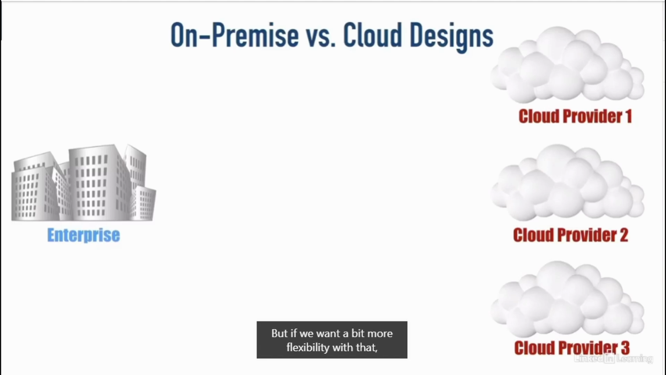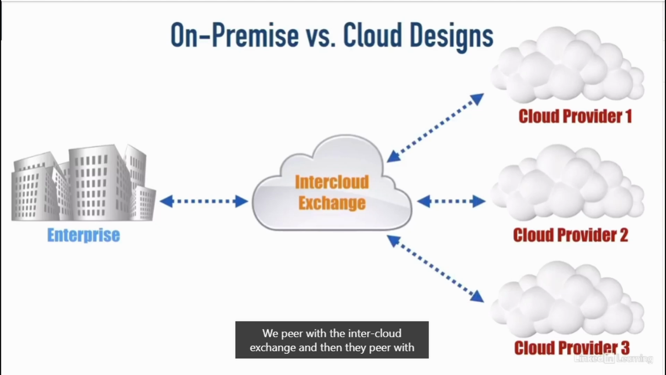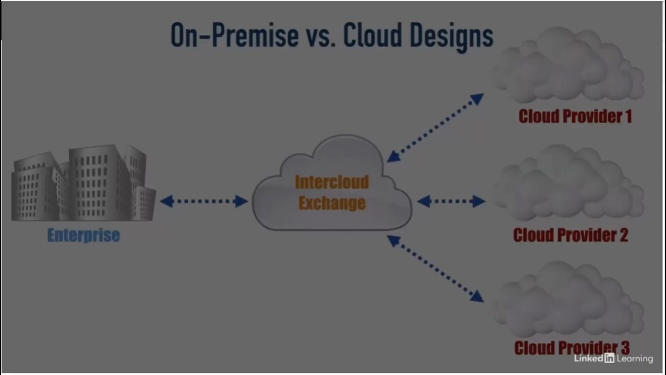But if we want a bit more flexibility with that, what we can do is have an inter-cloud exchange. This is a service that a company might offer us where we can connect just to them. We peer with the inter-cloud exchange, and then they peer with the different cloud providers. And if we say, I just decided because of a rate increase that I want to switch from cloud provider 1 to cloud provider 3, it's their responsibility to do that re-peering. All we've done is peered with them, and we don't have to worry about re-peering with another cloud provider. That's a benefit of an inter-cloud exchange. And that's an overview of some considerations for an on-premise versus a cloud design.